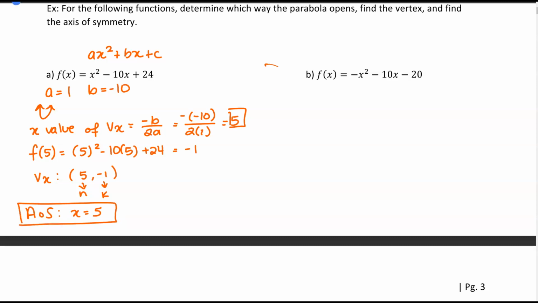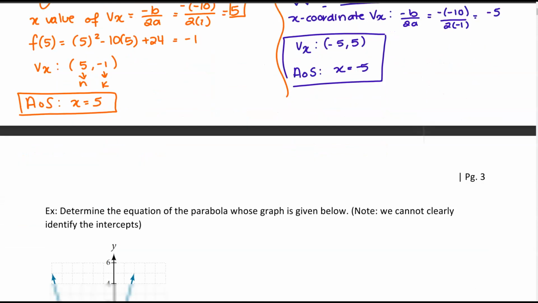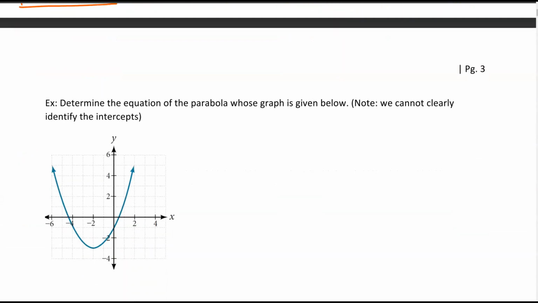Okay. All right, try the next one. Pause the video. Try the next one on your own. All right, so did you obtain a downward direction? We got a vertex of -5 and 5, and then an axis of symmetry, sorry, as x equals -5. All right, let's take a look at the next example.